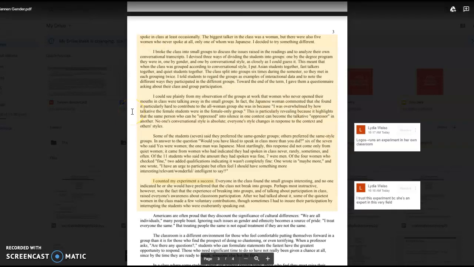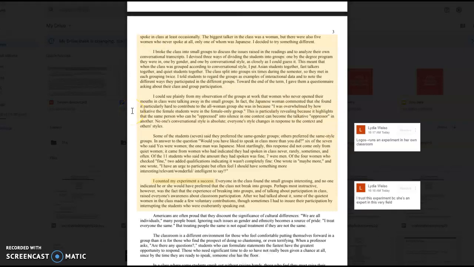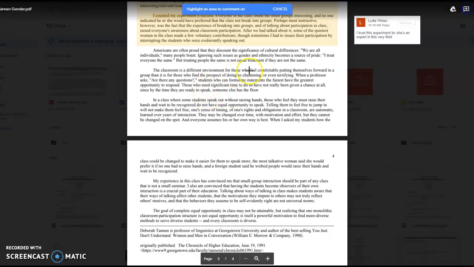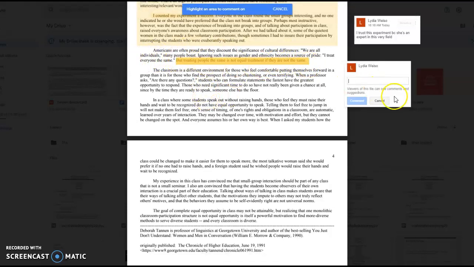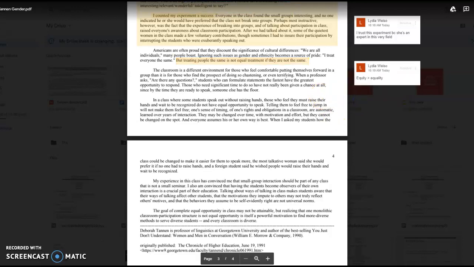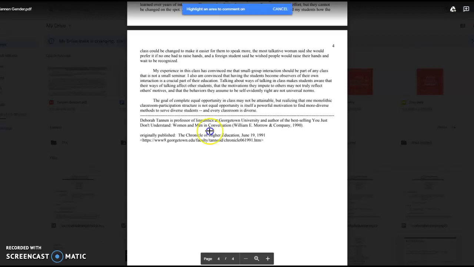Now her experiment is to use small groups in the classroom. She mixes them up a little bit. She asks her students specifically to metacognitively pay attention to how they feel in the group. I also want to underline this line right here. Treating people the same is not equal treatment if they are not the same. This is what we call equity instead of equality, and I would absolutely want to use that if I was writing a paper.